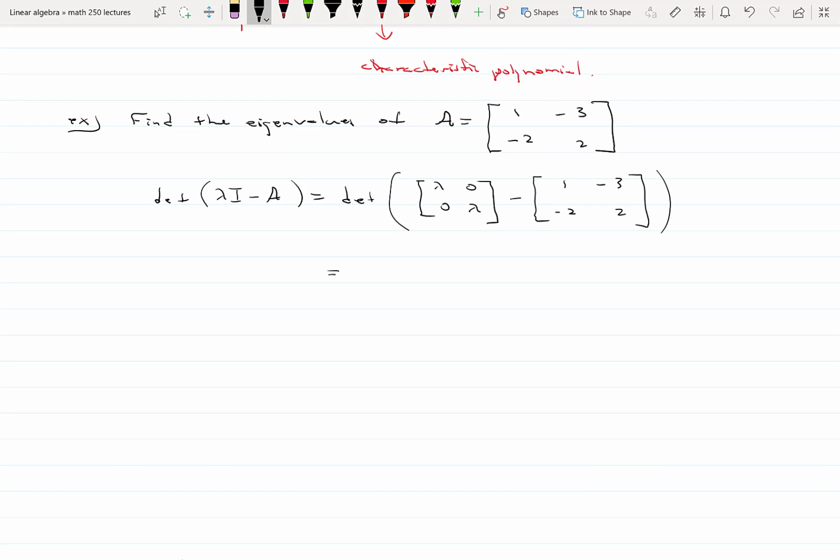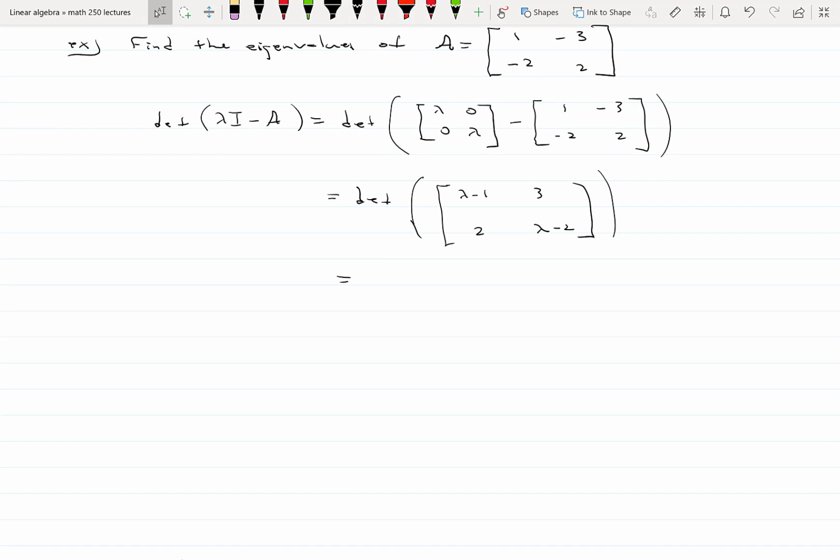Okay, I'm going to simplify that quantity. So we're looking at the determinant of lambda minus 1, 0 minus negative 3, 0 minus negative 2, and lambda minus 2. We don't need to look at any fancy cofactor expansions here because it's a 2 by 2 in this case. We're going to get slightly larger matrices coming up, but this one's simple. Cross multiply, minus 2 times 3, and we set this equal to 0.